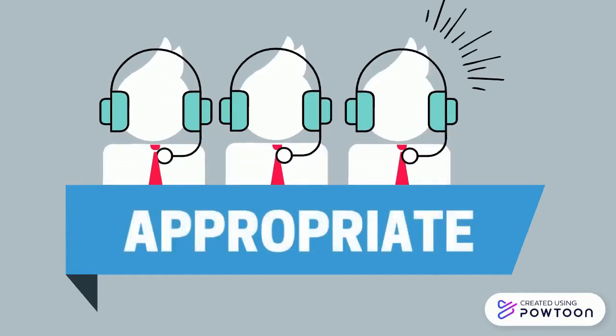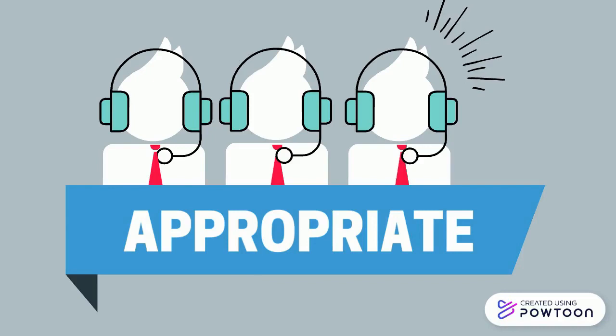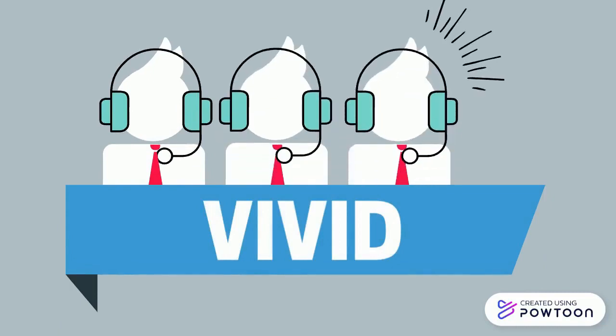3. Effective oral language is appropriate. Language must be suitable to the purpose of the speaker. It should meet the needs and expectations of your listener. And it should be vivid. To hold the attention and maintain interest of your listeners, use varied concrete, figurative, and original expressions.